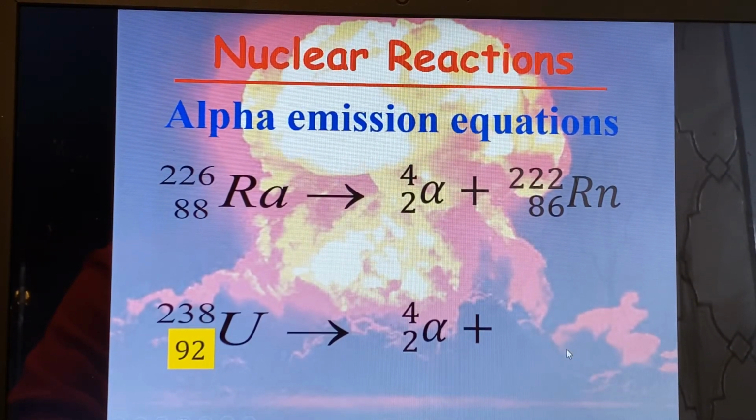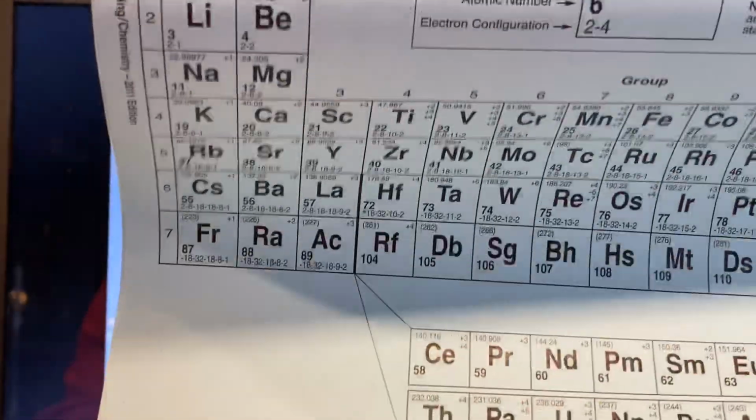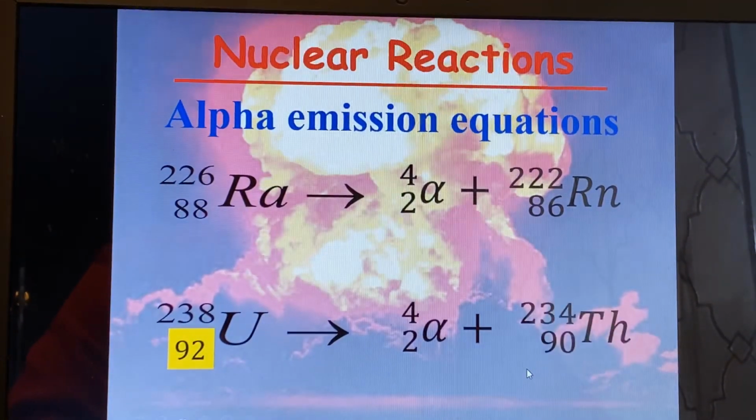So now we can figure out the atomic number of our missing particle. What plus 2 equals 92? What plus 2 equals 92 is 90. Once again, you look on your periodic table and find atomic number 90, which is down here at the bottom, and that is Th. So the daughter nucleus for this is going to be thorium-234.